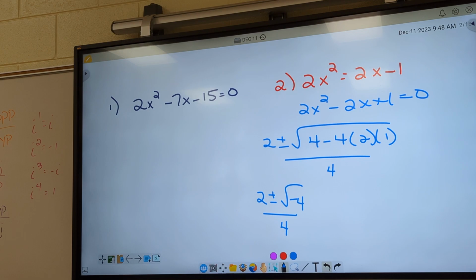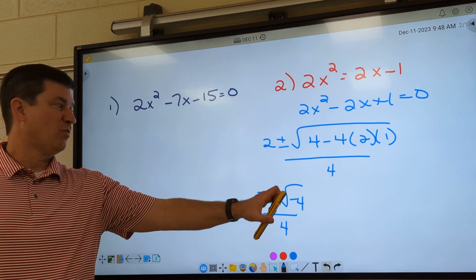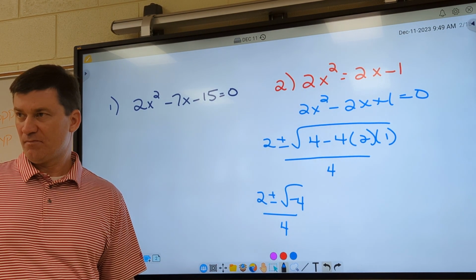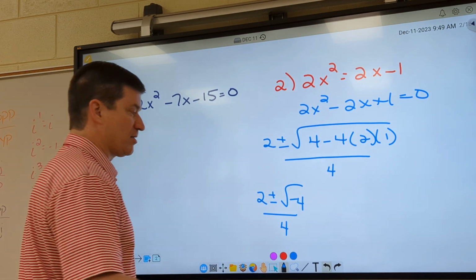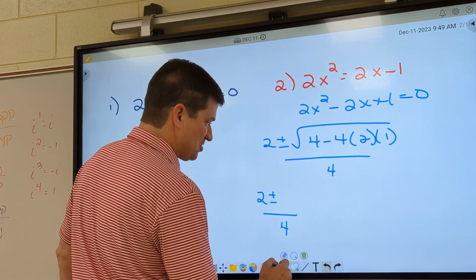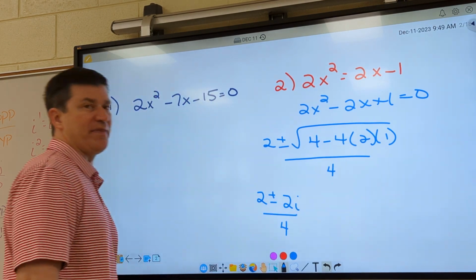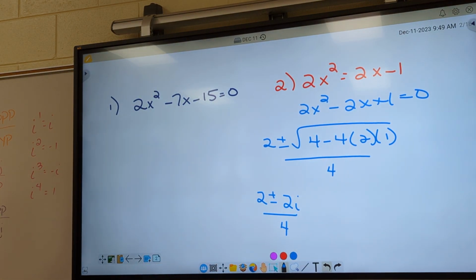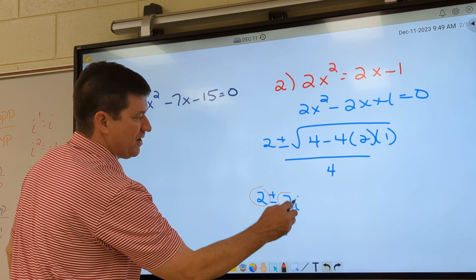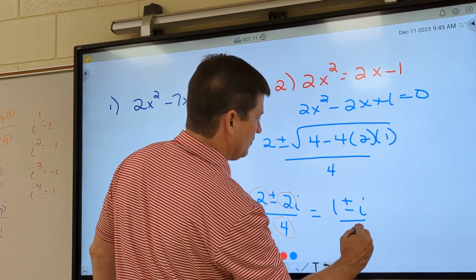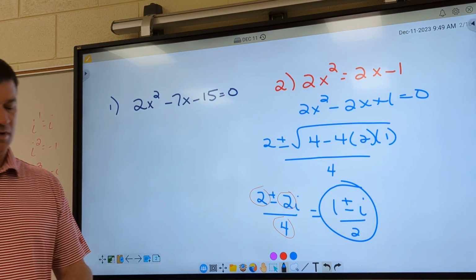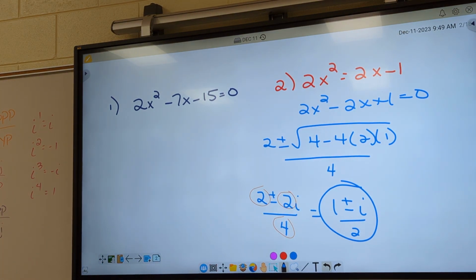Now, this is what y'all should remember how to fix. What is the square root of negative 4? 2i. Remember the i? You got to bring it out because it's a negative. So that should be 2i in that spot. Can you take a 2 out of all that? All right, now Hunter's right. Divide by 2, divide by 2, divide by 2. 1 plus or minus 1i over 2 is our answer. So yes, that one's true.